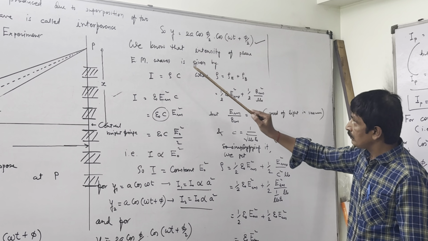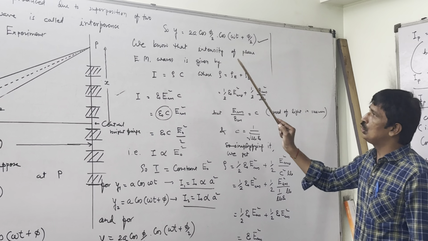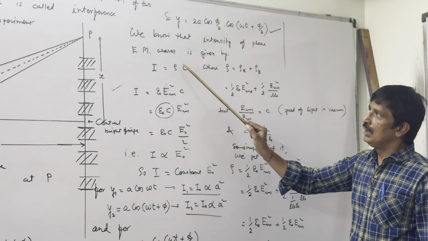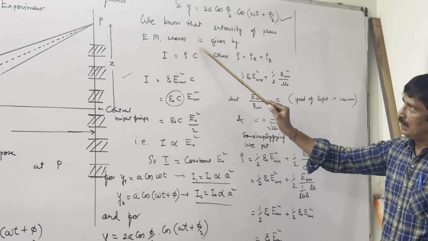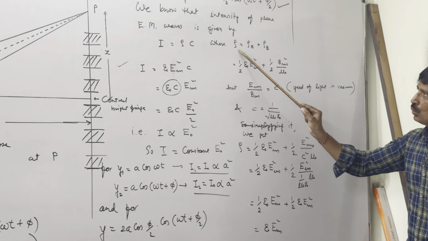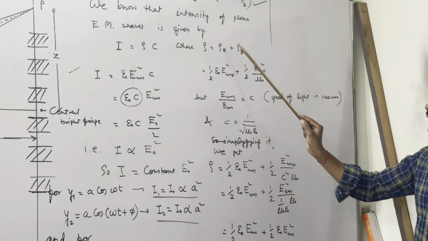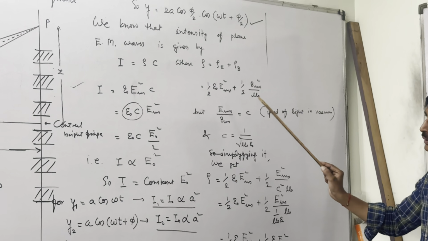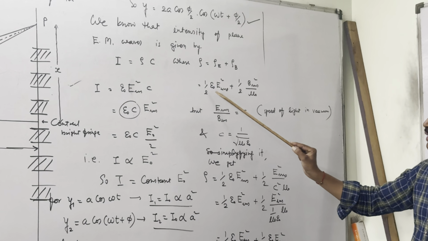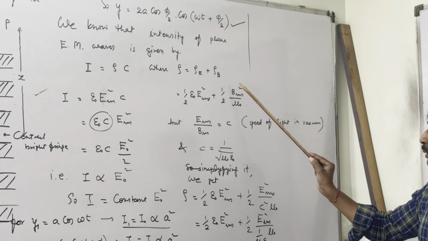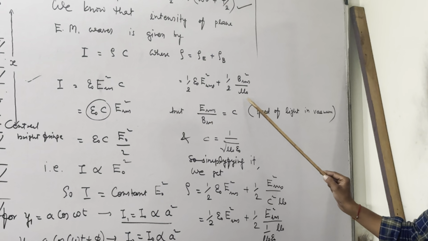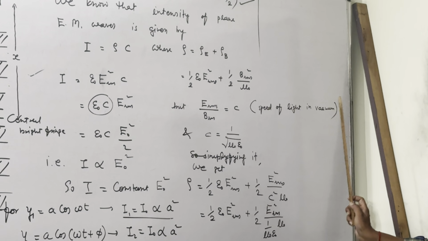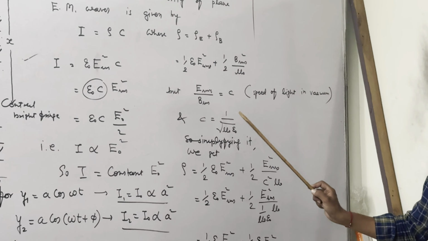Now we know that the intensity of a plane electromagnetic wave is given by I equal to rho c. Rho is energy density, c is the speed of light in vacuum, and rho is rho e plus rho b: the energy density corresponding to the electric field and the energy density corresponding to the magnetic field. We have studied already half epsilon naught E RMS square plus half B RMS square by mu naught. But E RMS by B RMS is c, the speed of light in vacuum, and c is 1 upon root mu naught epsilon naught.